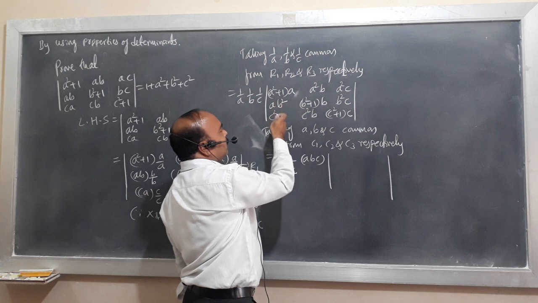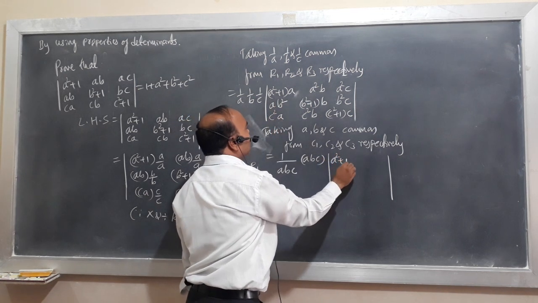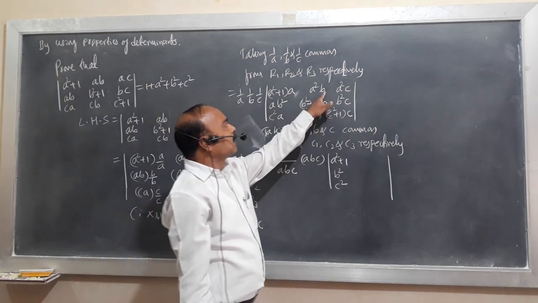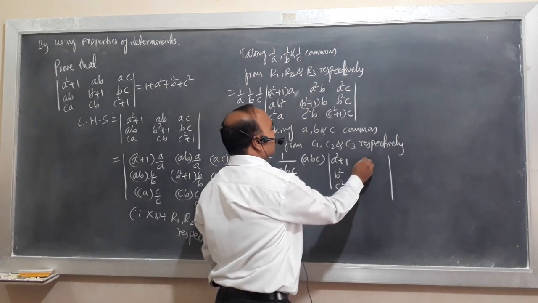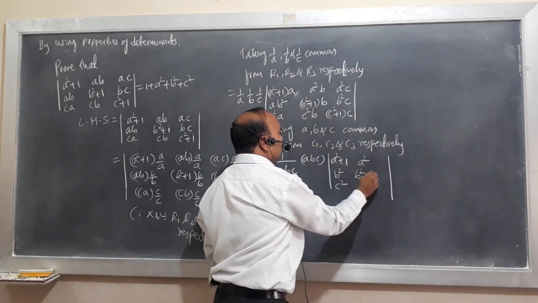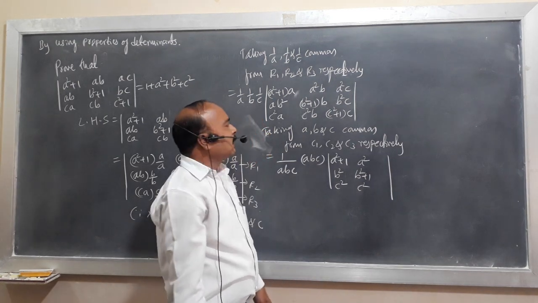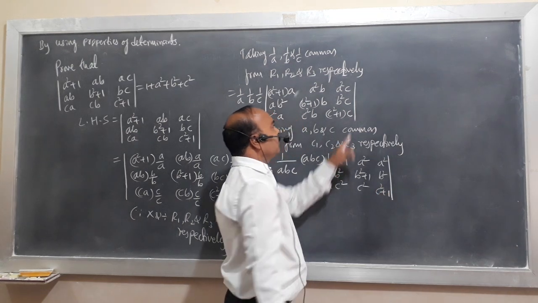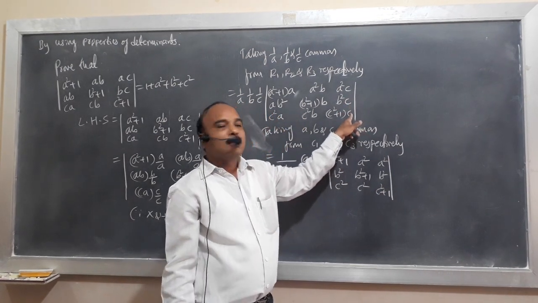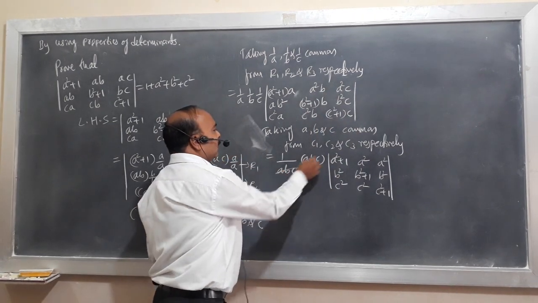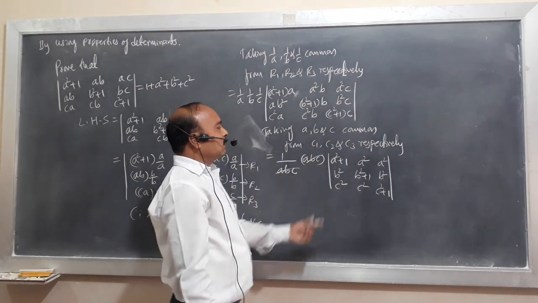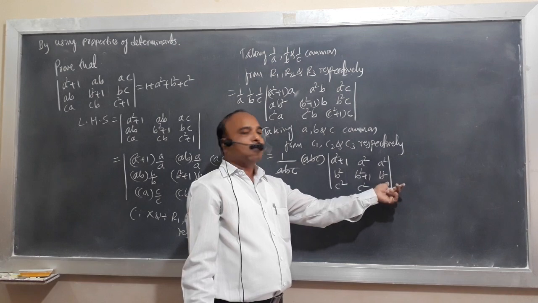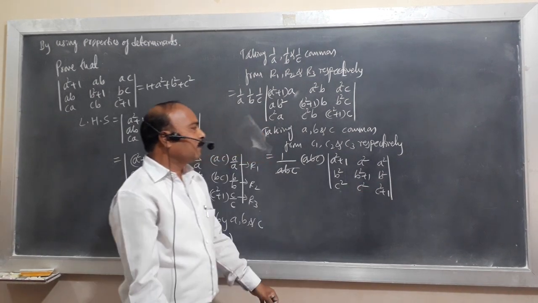If you take a outside from the first column, we get a square plus 1, b square, c square. Similarly, if you take b from the second column, we get a square, b square plus 1, c square. And the third column is a square, b square, c square plus 1, because here c is taken outside. Now these two get cancelled. Now we get the determinant as a square plus 1, a square, b square plus 1, b square, b square, c square, c square plus 1.